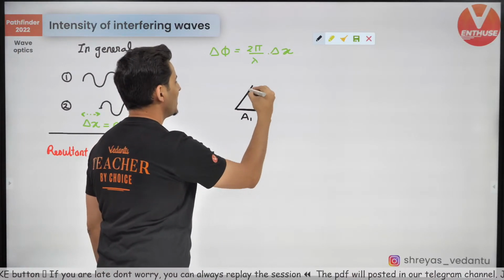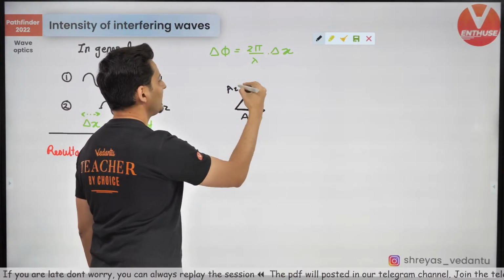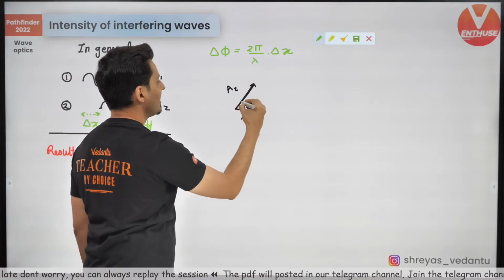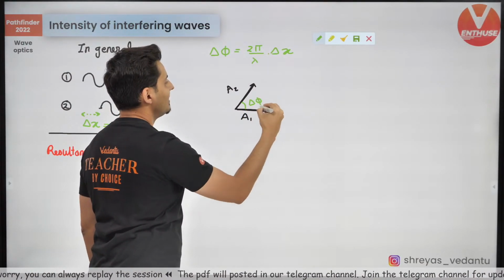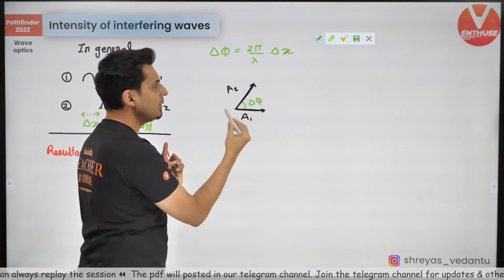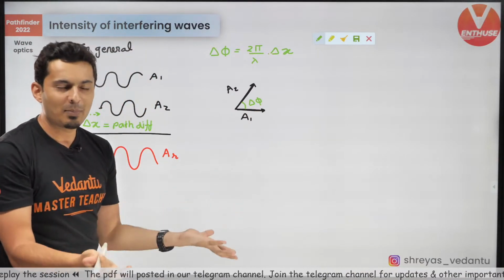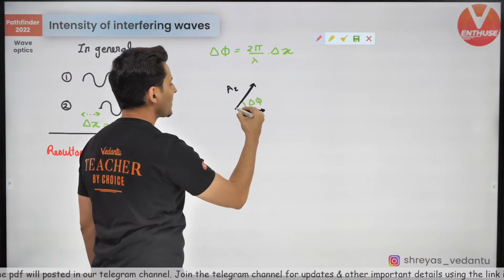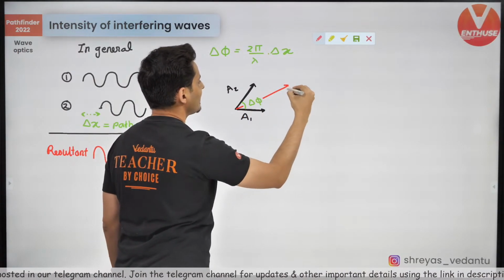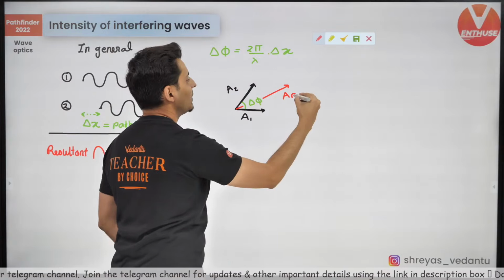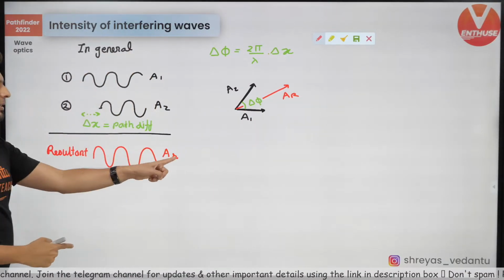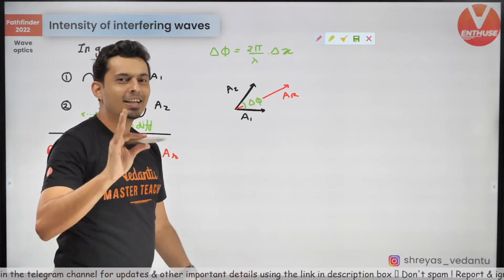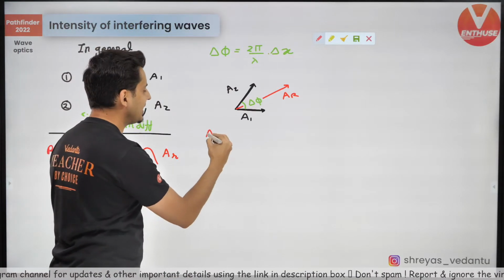So you can show amplitude A2 over here, and this over here is basically the phase difference. The resultant of these two, you use either the parallelogram law or the triangle law, it's completely up to you, but the resultant is nothing but the amplitude of the resultant wave. That's how you get it. That means all your vector formulas are useful.